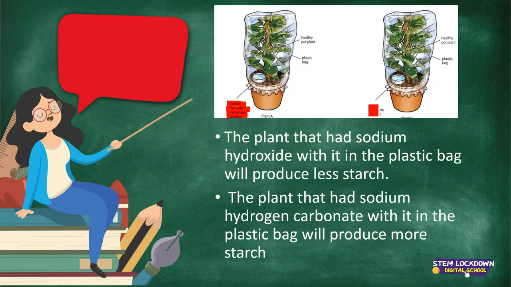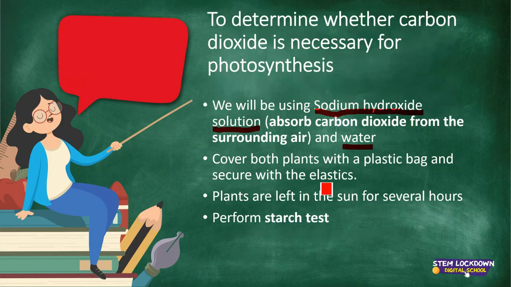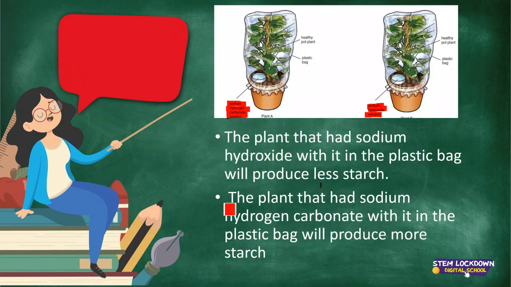And in plant B, we have sodium hydroxide solution. This is the solution that absorbs carbon dioxide from surrounding air. Okay, so our results will be like this: the plant that had sodium hydroxide with it in the plastic bag will produce less starch because the sodium hydroxide would have absorbed the carbon dioxide that is in the air, and then the plant that had sodium hydrogen carbonate or water with it in the plastic bag will produce more starch, which will be plant A.